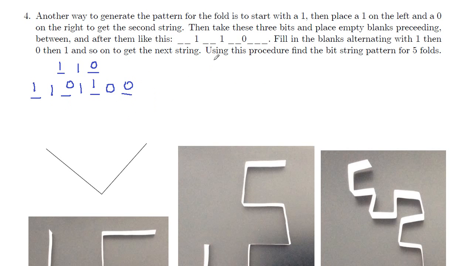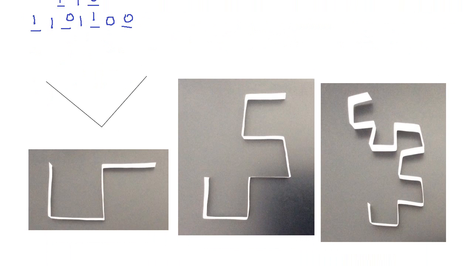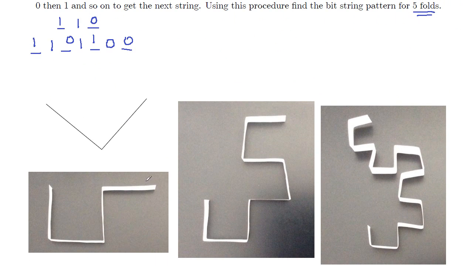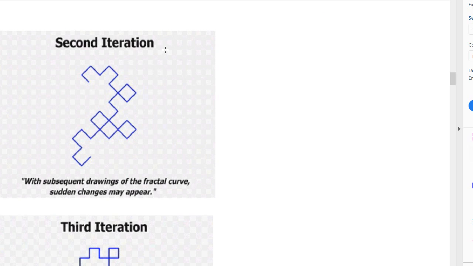So they want you to use this to produce the bit string for 5 folds. So that's one more level than what we did here. So here we did 1, 2, 3, 4 folds. So for 5 folds, that is going to be the one in the notes here that he calls the second iteration. So you want to produce the bit string for this. It's just really hard to do it from paper folding, but if you notice that pattern, it's not too bad.